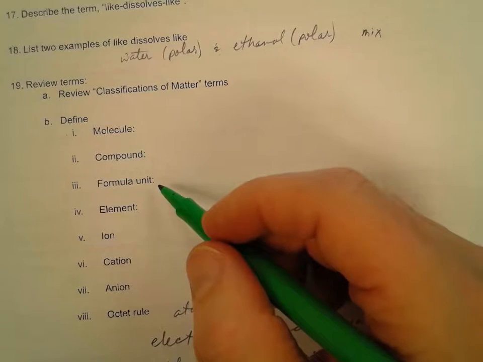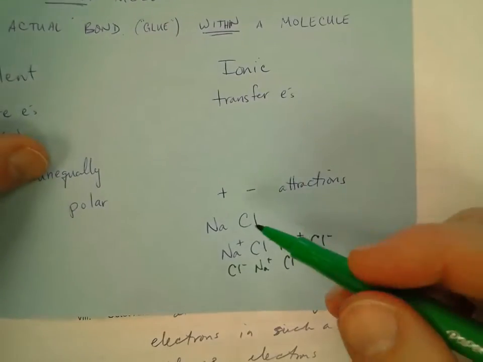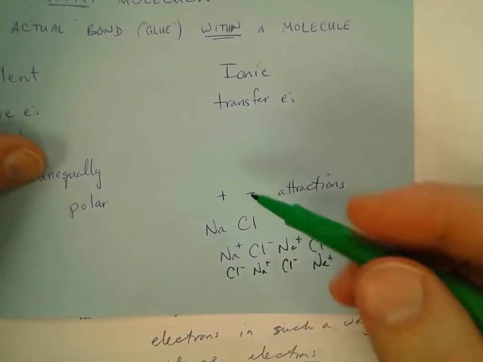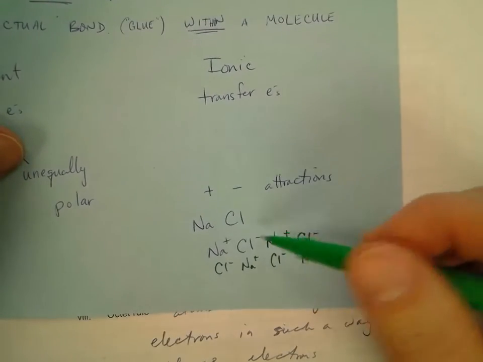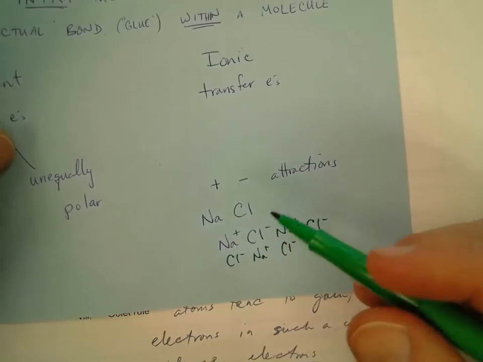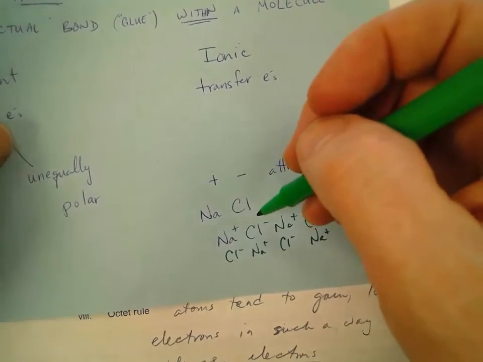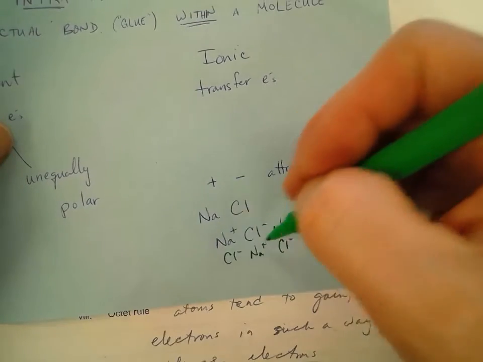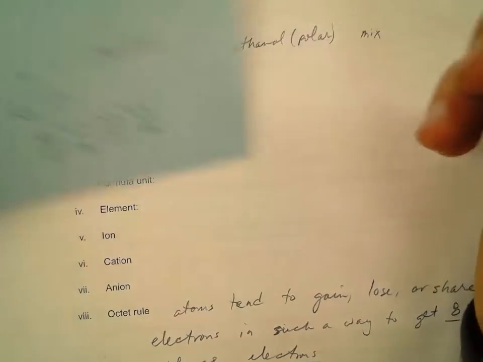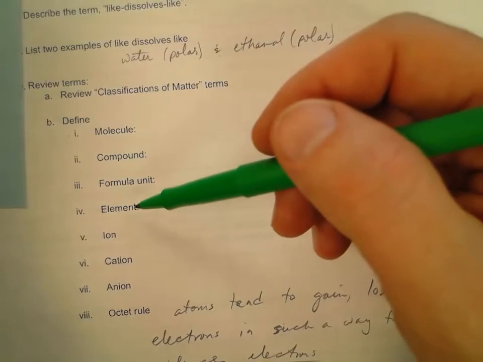A formula unit was the situation we used for when we have usually metals and nonmetals that form ions, positive and negative ions, and it's just the smallest little subset of that crystal. So 1 Na and 1 Cl, or 1 Ca and 2 Cls. Those would be formula units. You know what an element is, I think?